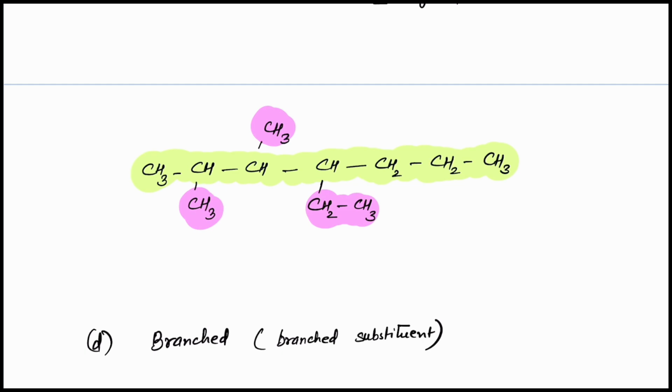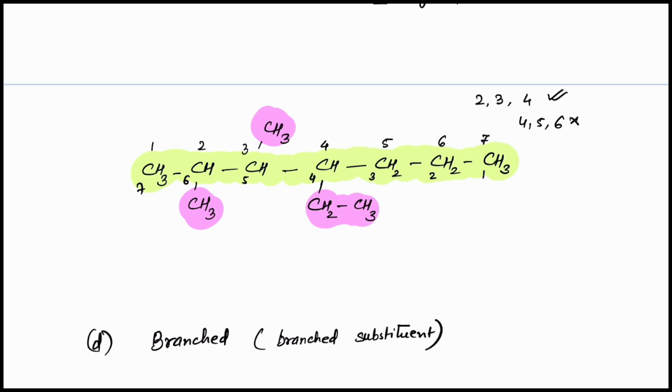Once again, number from the ends of the parent chain. So from here, 1, 2, 3, 4, 5, 6 and 7. So the positions of the groups are 2, 3 and 4. 4 is for the ethyl group and 2 and 3 are for the methyl groups. If you number from the other end, you will get 4, 5 and 6. So we will take the lowest locants. Okay.